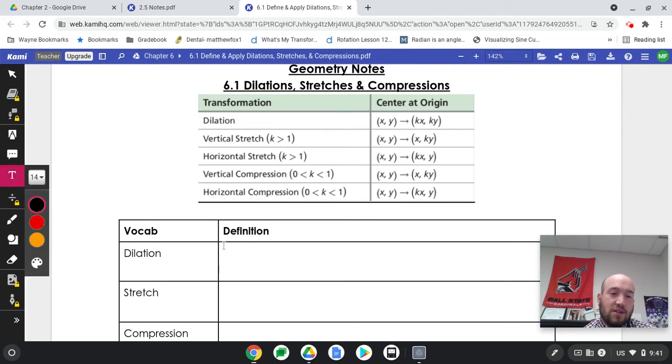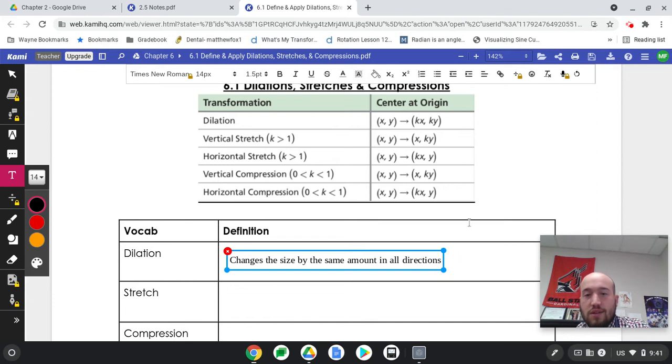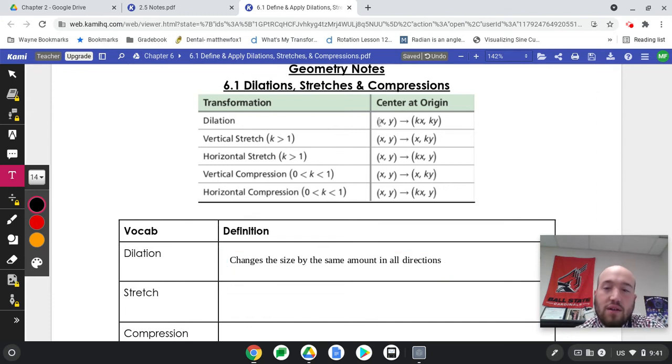However, it does not just have to be bigger, it could get smaller. So, our dilation here is when it changes the size by the same amount in all directions. And as you can see up here, if it started as point x, y, then kx and ky, we just multiply both of those. And if it's a number bigger than 1, it will get bigger. If it's a number between 0 and 1, it will get smaller.